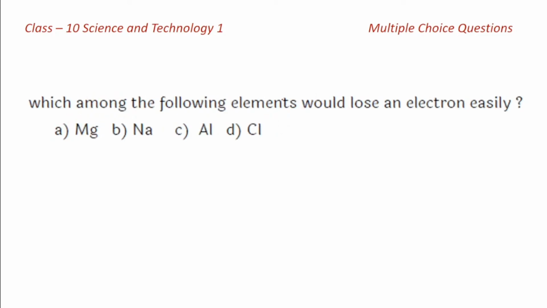Which among the following elements would lose an electron easily? Magnesium, sodium, aluminium or chlorine. Option B is the correct answer for this one. Sodium. Sodium atom would lose electron very easily.